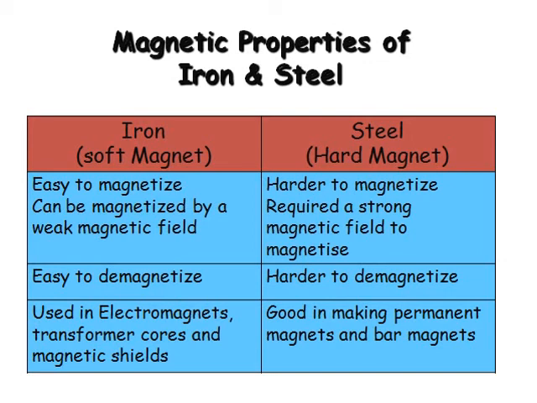Now hard magnetic materials are difficult to magnetize, and when they get magnetized, it is very difficult to demagnetize them. So soft materials are easy to magnetize and demagnetize, and hard materials are harder to magnetize and demagnetize. Because they are harder to magnetize and demagnetize, they are known as hard magnetic materials. Iron is used to make electromagnets and transformer cores, and steel is good for making permanent magnets because it has the ability to retain its magnetic field for a longer time. Bar magnets can also be made of steel.